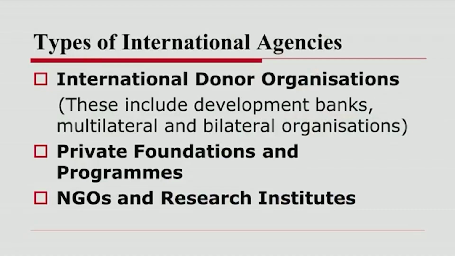So, let me briefly discuss the different types of international agencies. The first one is international donor organizations. These include the development banks, multilateral and bilateral organizations. The second is private foundations and programs, and the third is non-governmental organizations, NGOs, and research institutions.